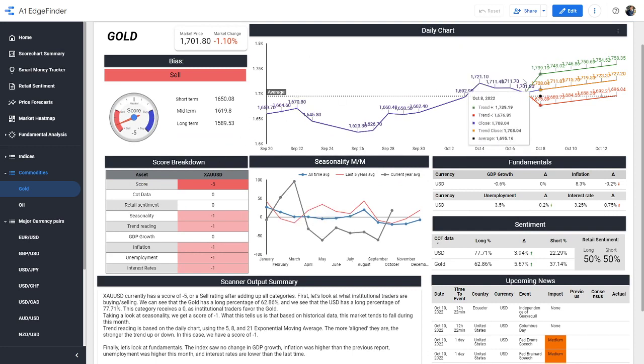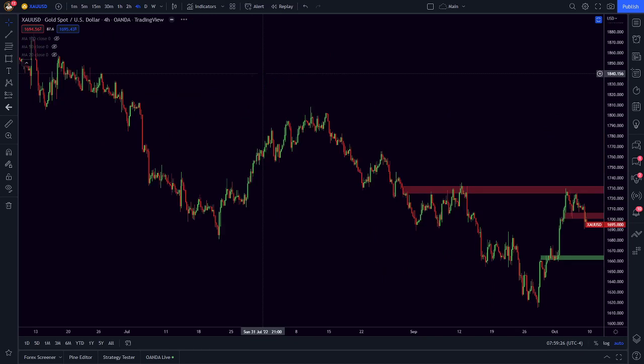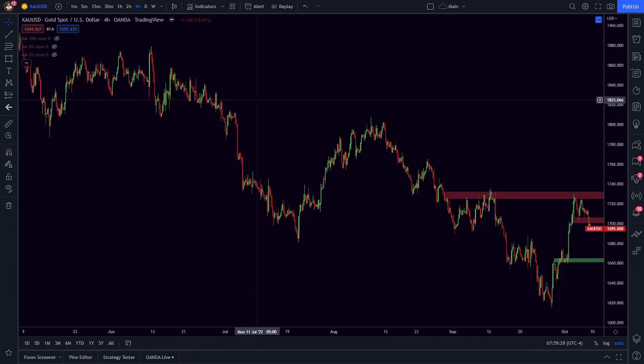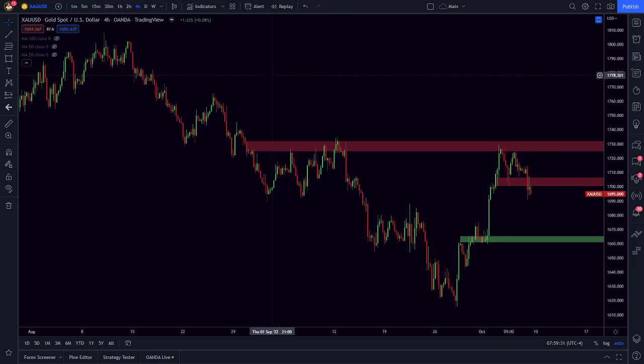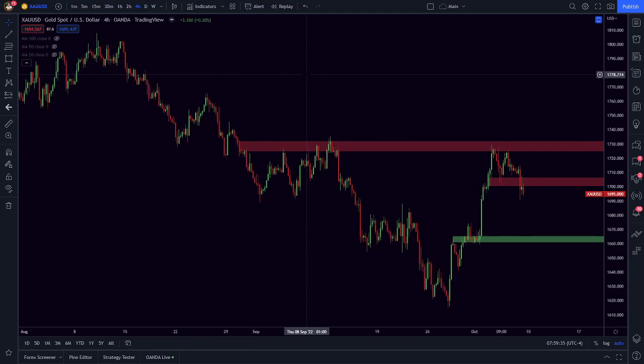Still has a little bit of momentum to the upside though, so you may get some pokes higher, but overall it's sort of calling for that sell off, which it's actually been bearish on gold for a couple of months now. So it's been really cool to watch the Edge Finder picking apart all these different charts and then watch them play out.